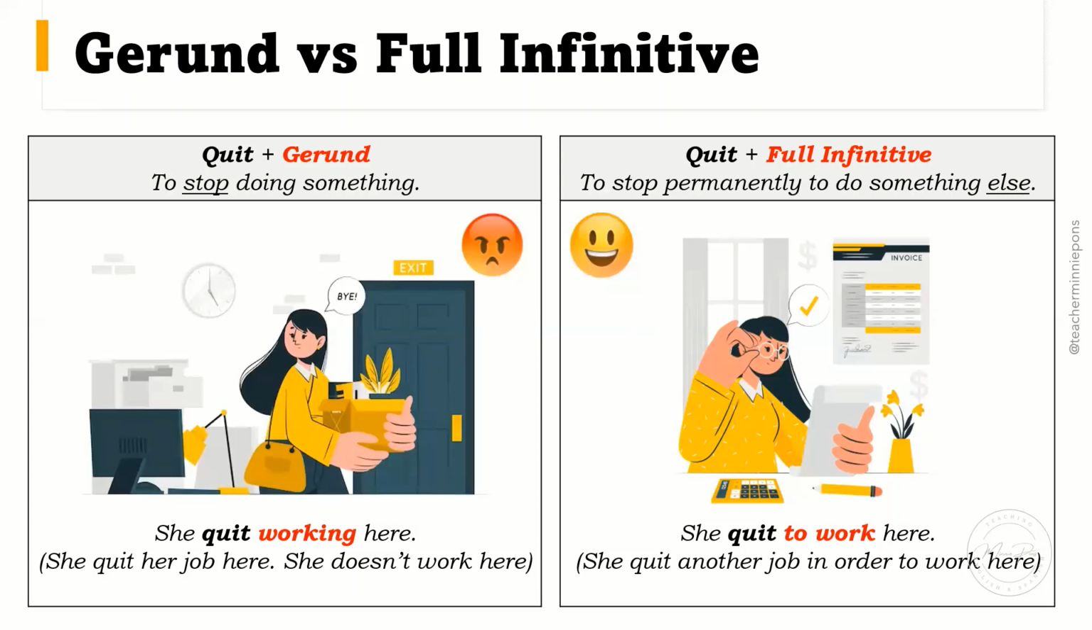In the case that you use quit plus full infinitive, that means to stop permanently to do something else. So in this example, she quit to work here. That means that she quit another job in order to work here.